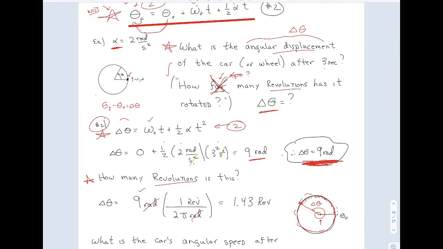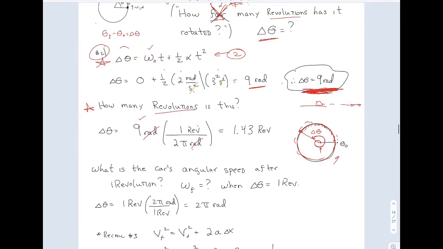You start here, goes like that. So that's my angular displacement. Okay, so again, instead of the car going down the road and you don't see the car anymore because it's gone so far down the road, this car just keeps going around the circle. Now what's the car's angular speed after 1 revolution?